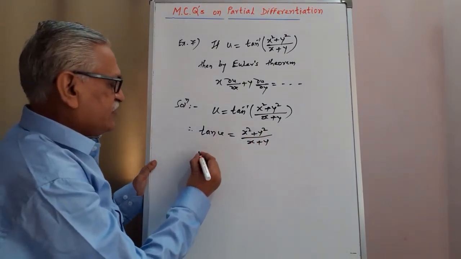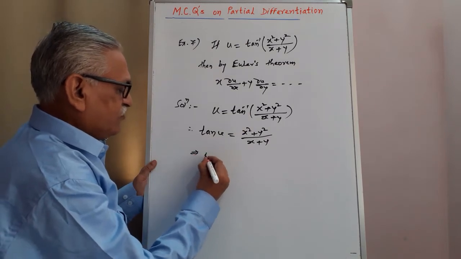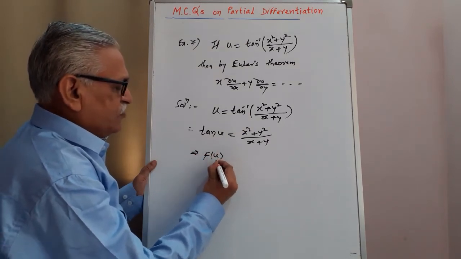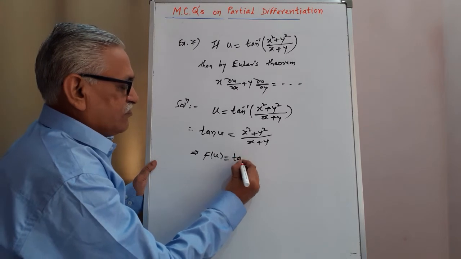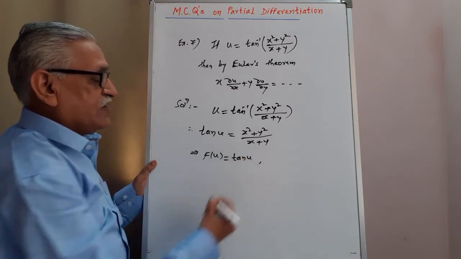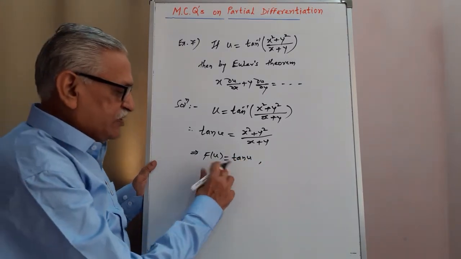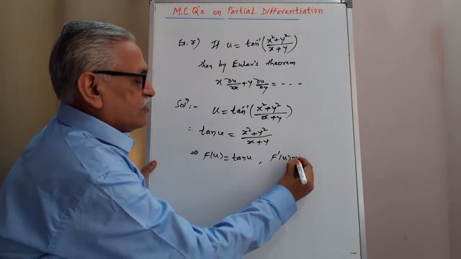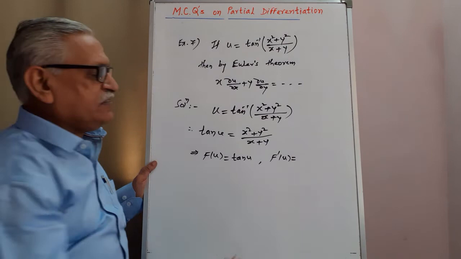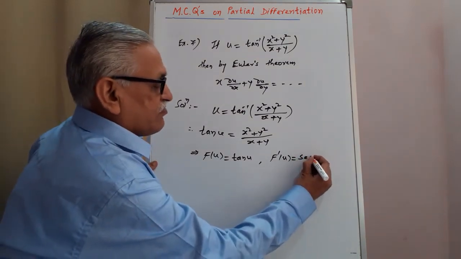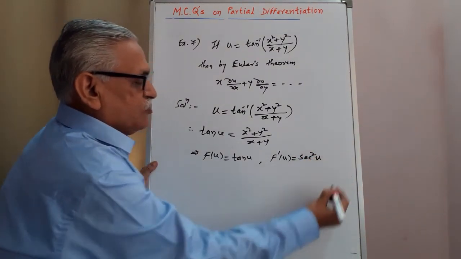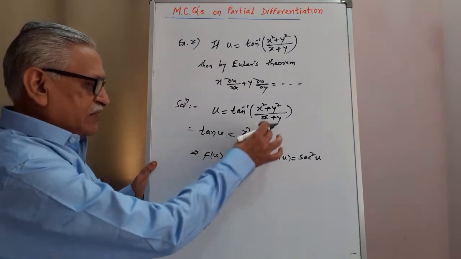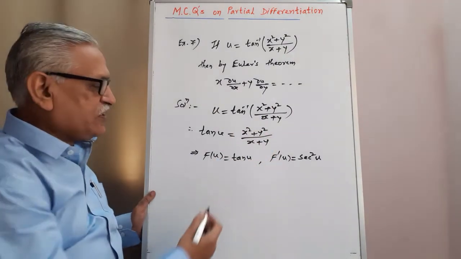This we consider as f of u, function of u, as tan u. Then differentiating it with respect to u, we get f dash of u. Derivative of tan is secant square u. Then try to find the degree of that homogeneous function.